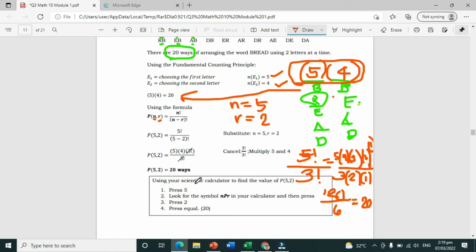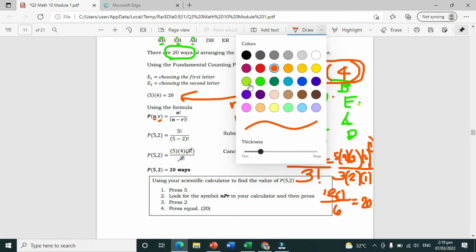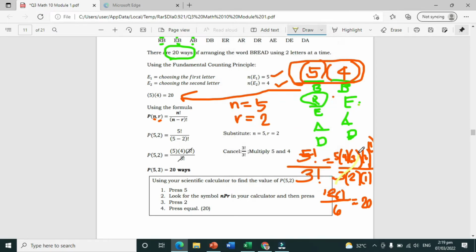The shortest way, gagamitan natin siya ng elementary algebra, no? Dito pa lang pwede na tayong mag-cancel. Take note, 3 and 3 pwede ma-cancel, 2 and 2, 1 at saka 1 cancel yan. So matira na lang would be 5 at saka 4. So 5 times 4, 20 pa rin yung magiging answer. So P52 is equal to 20 ways.